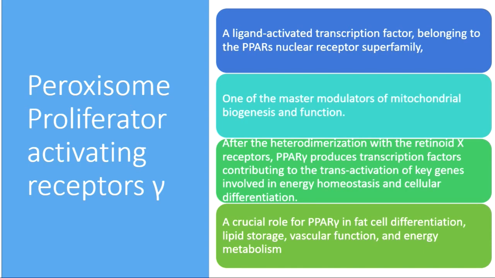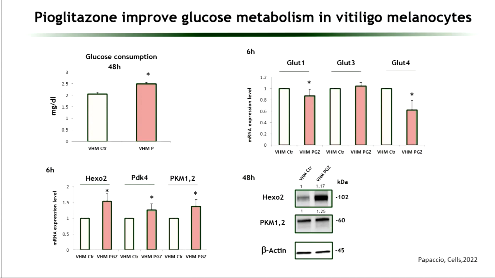After heterodimerization with the retinoid X receptor, PPARs act as transcription factors contributing to transactivation of genes involved in energy homeostasis and cellular differentiation. PPAR gamma in particular has a central role in fat cell differentiation, lipid storage, vascular function, and energy metabolism. Moreover, this molecule has been demonstrated to have some anti-inflammatory activity. And there are some reports of the use of high concentrations of these drugs for the treatment of psoriasis, for example. But because of possible side effects, they will not go into clinics.